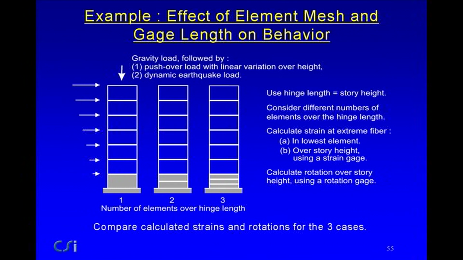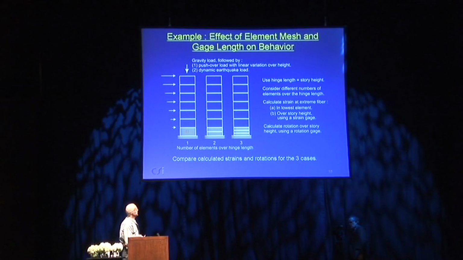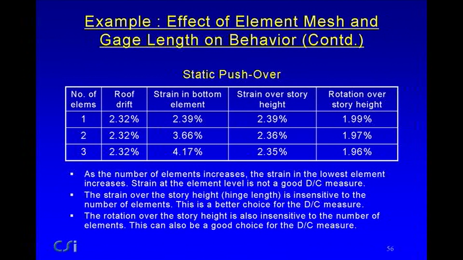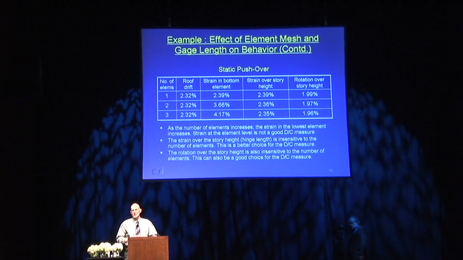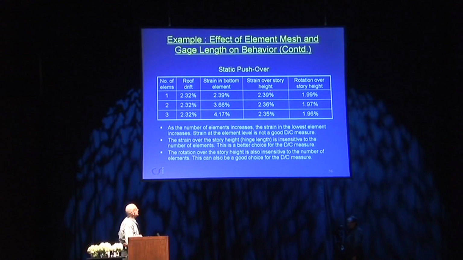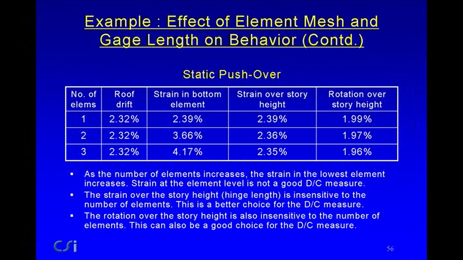Firstly, if we look at the strain in the worst element, what happens? Secondly, if we look at the strain measured over the story height, what happens? This first one is static pushover, and it's pushed in each case to a 2.3% drift. The strain in the bottom element with 1 element is 2.4%, then 3.7%, then 4.2%. As the elements get smaller, the calculated strains get larger. Not good. If you look at the strain over the story height, though, it's pretty stable. In fact, it's remarkably stable. I'm not sure this will be really this close in practice, but it doesn't vary that much. Similarly, if you look at rotation over the story height, that doesn't vary very much.